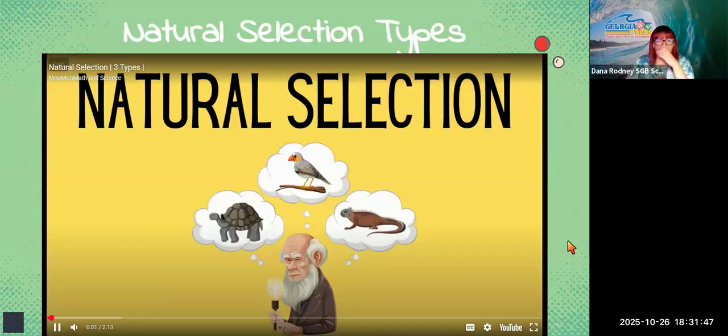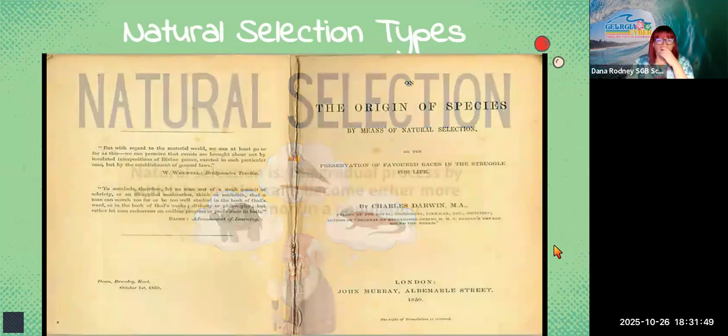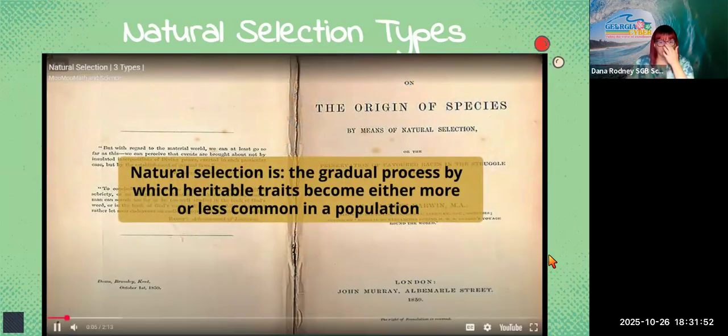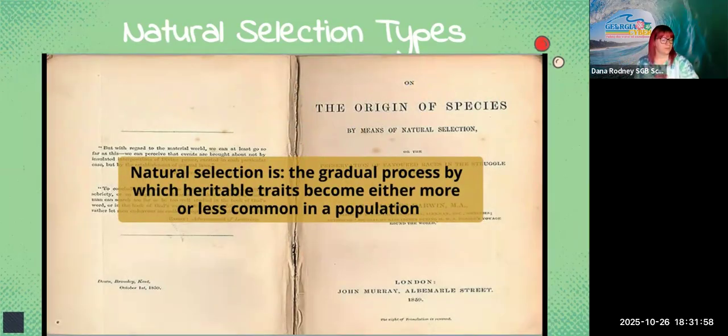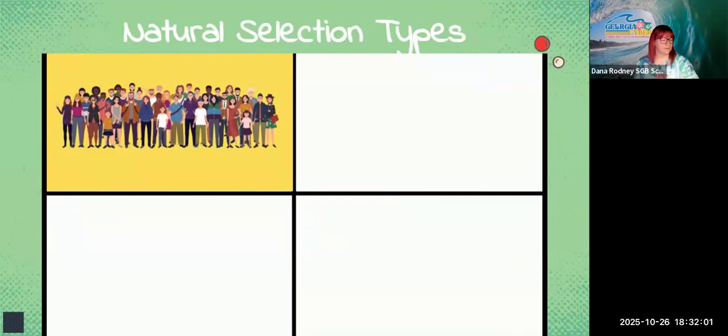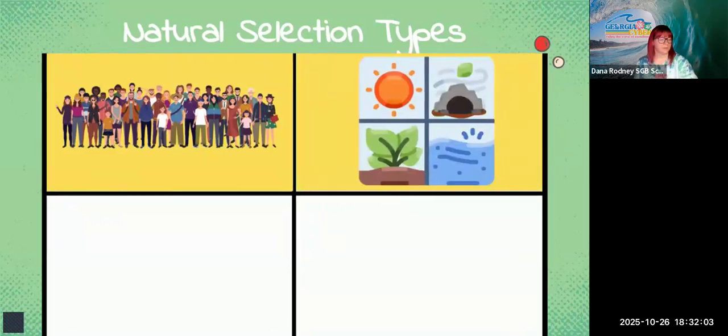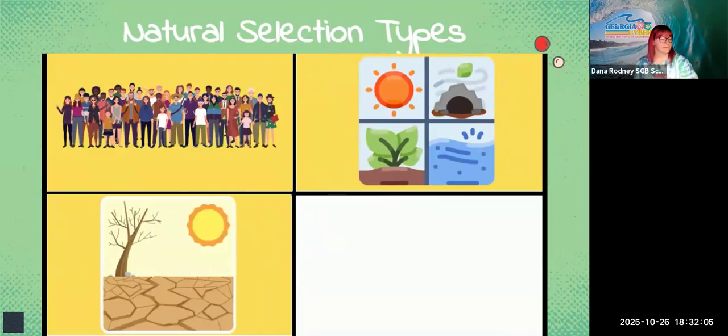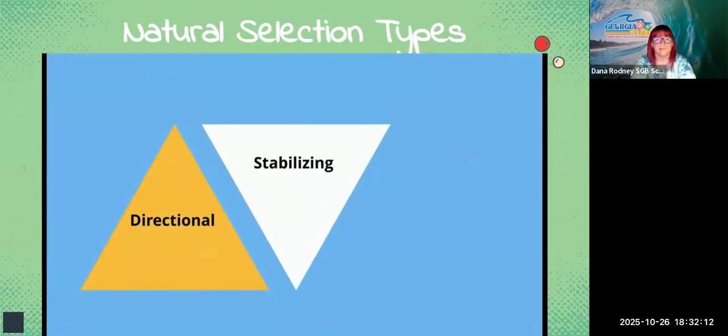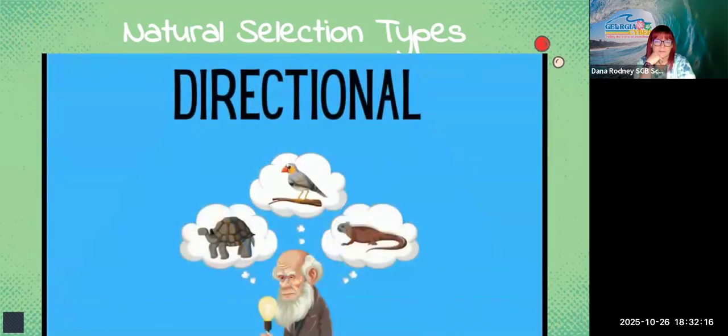Natural selection is the gradual process by which heritable traits become either more or less common in a population as a result of any or all of the following items: overpopulation, competition for resources, changes in the environment, and predators. There are three types of natural selection: directional, stabilizing, and disruptive. Directional selection occurs when one or two of a trait extremes are selected.